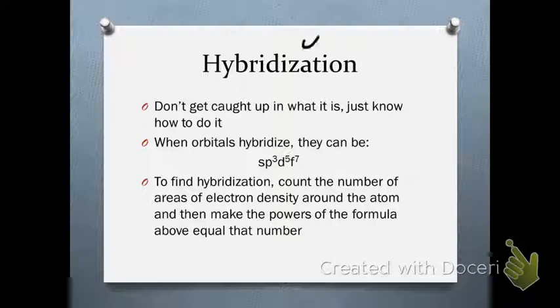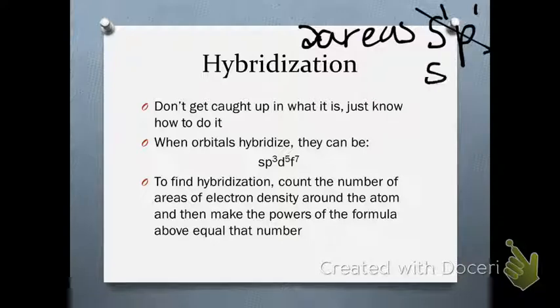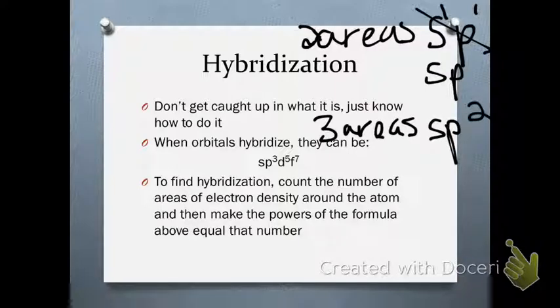So if I have 2 areas, and I want it to total to 2, S is always going to be where you start, and it has a power of 1. S is a power of 1. And then I need one more to total to 2, so I move on to P and I make it a 1. We just don't write 1s, we write SP. If I want it to be 3 areas, I again start at S, but I now need 2 P's to total to 3, because S is 1 and P is 2, and that makes 3.